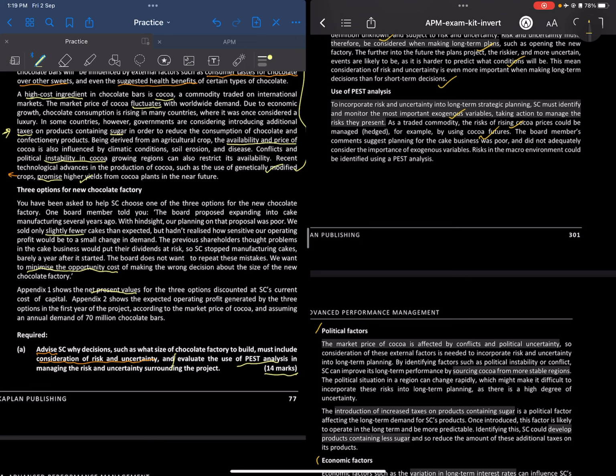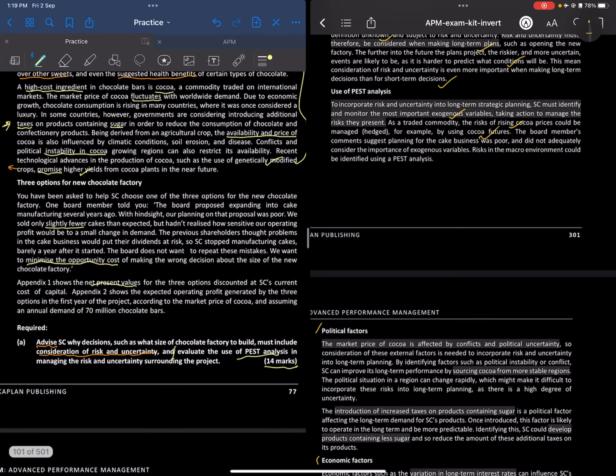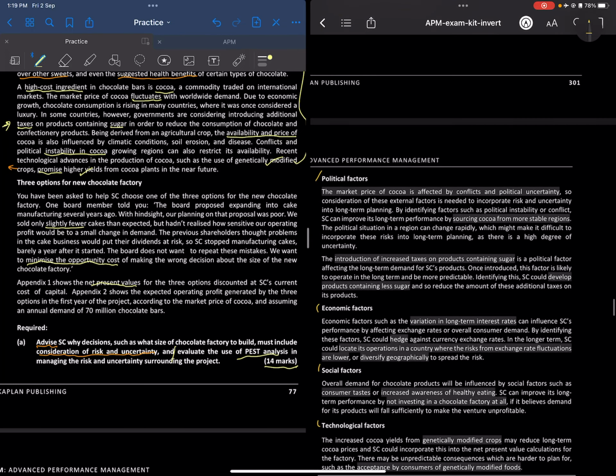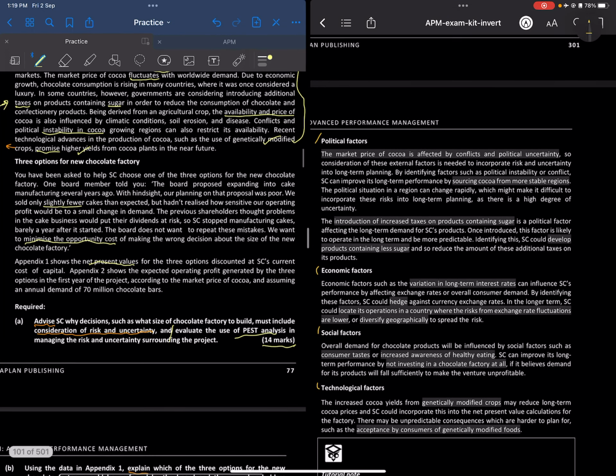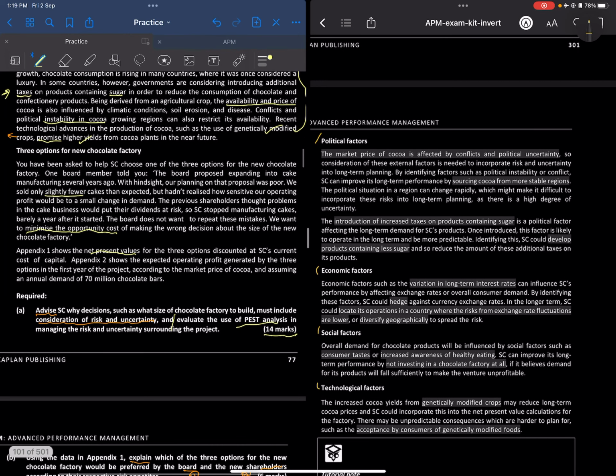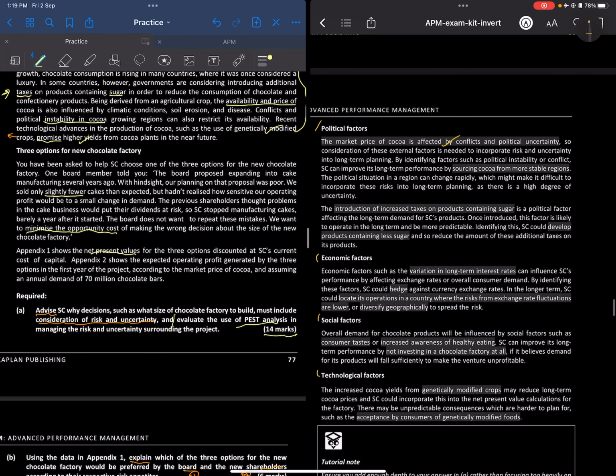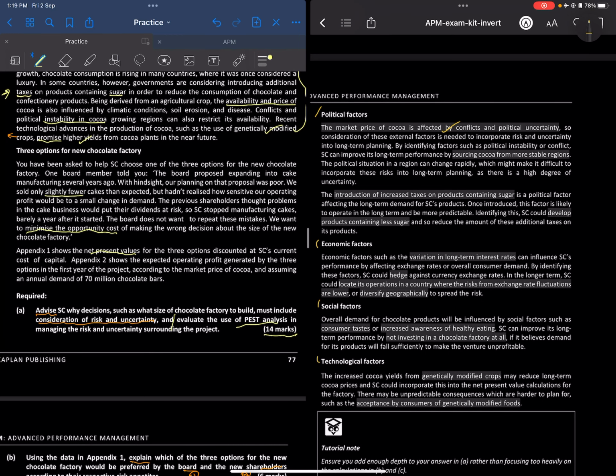So it was basically about what? About the exogenous variable, right? Risks in the macro environment can be identified using PEST analysis. For political factors, the market price of cocoa is affected by conflicts and political uncertainty. The consideration of these external factors is needed to incorporate risks and uncertainty into long-term planning.